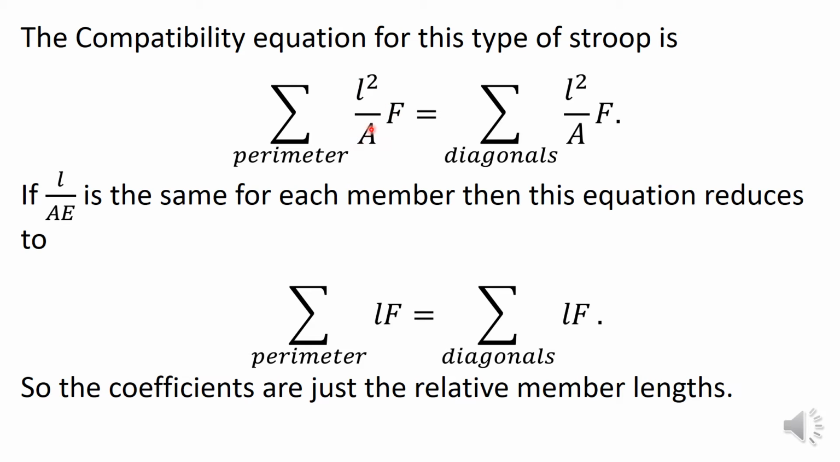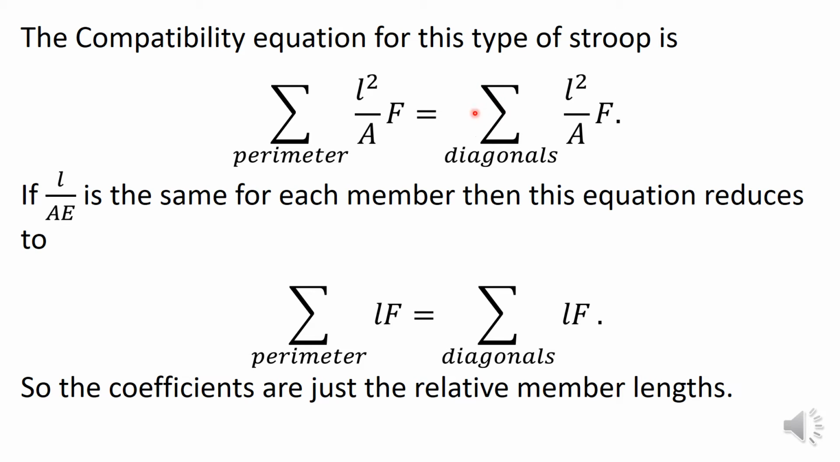So I'm just writing the A in the denominators here. And you can try to memorize the compatibility equation as a formula, but if you look at the form, you'll see it is of this form. It's the summation of these terms around the perimeter equated to the summation on the diagonals. So if you remember this form, you'd be okay.